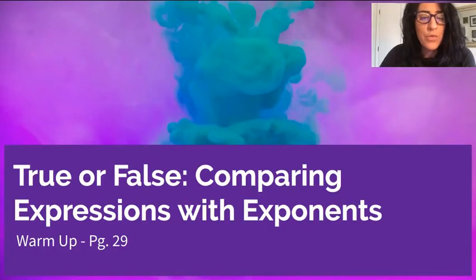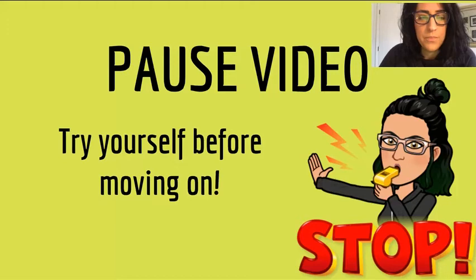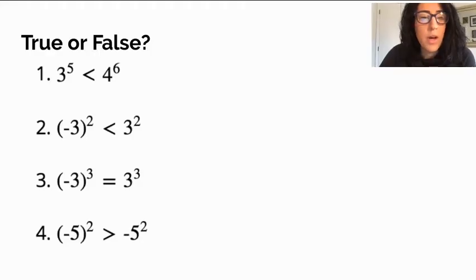We start with a true or false, comparing expressions with exponents. You're given a list of 4 different expressions. Take a moment here to pause and decide whether they're true or false, and be sure to have a reason as to why you said true or false. Now that you've paused and had some time to do that, let's go through these.